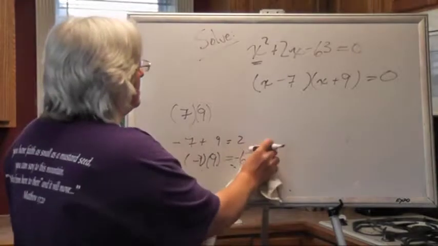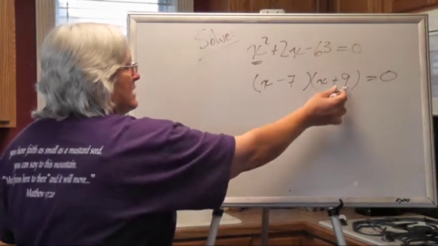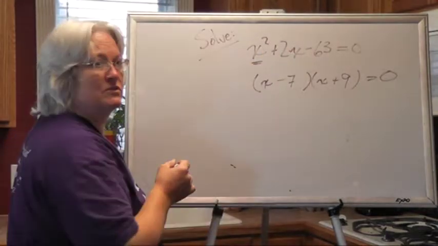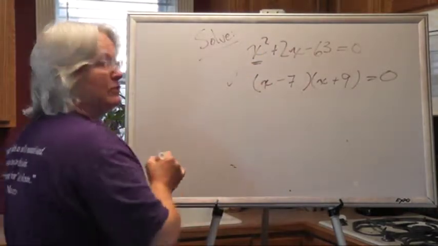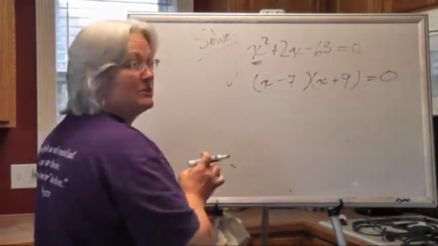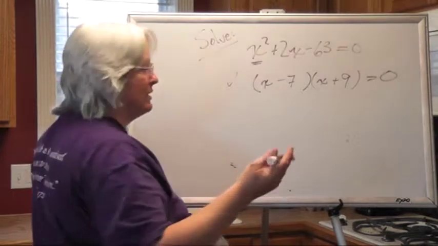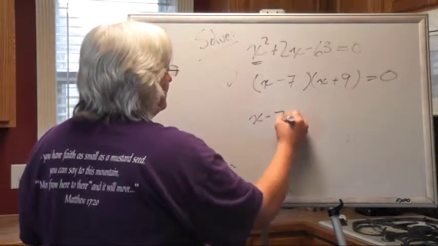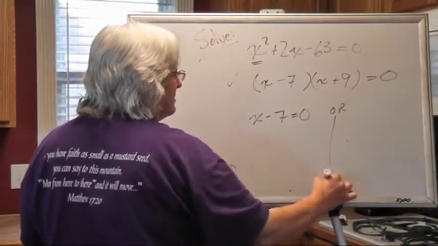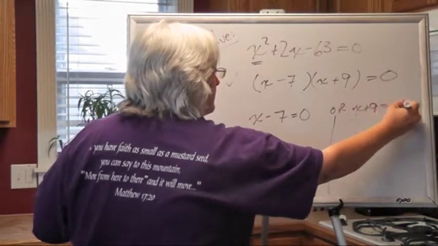There's my eraser. Let's check this and make sure. X squared plus 9x minus 7x gives us 2x. Negative 7 times 9 is negative 63. So this is the correct factored form of x squared plus 2x minus 63. Now, because on the left-hand side of this equation we have only factors, and on the right-hand side we have 0, we use our zero product property that allows us to say that either x minus 7 is equal to 0 or x plus 9 is equal to 0.